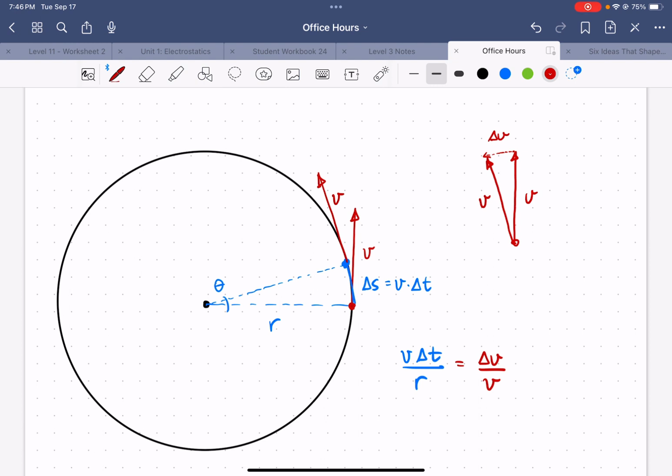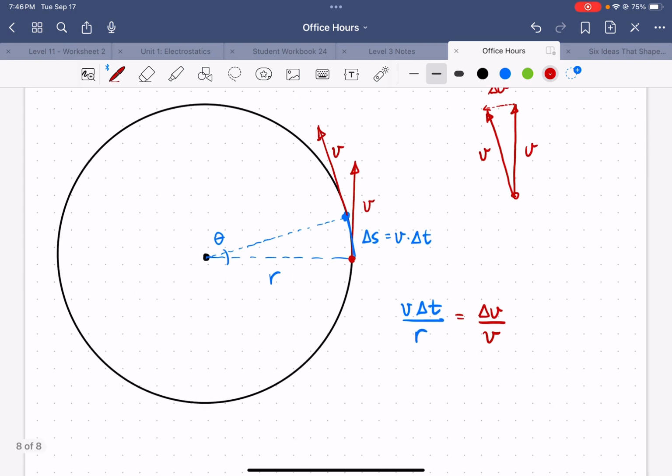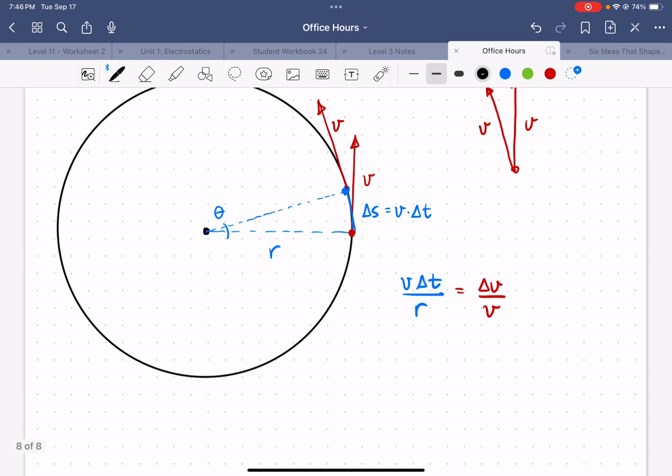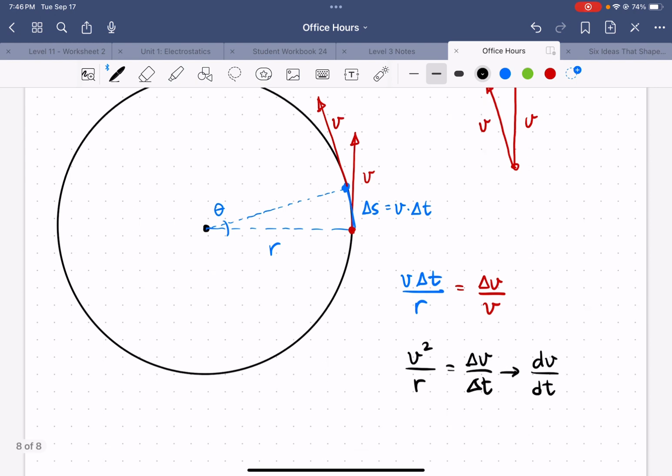So if we rearrange this equation a little bit, we will get v squared divided by r is equal to delta v over delta t, which, if the time interval becomes very, very small, would become a derivative dv/dt. So this derivative dv/dt is the magnitude of our acceleration, so that evidently is equal to this quantity here, the velocity squared divided by the radius. So this is where you get this formula for centripetal acceleration.